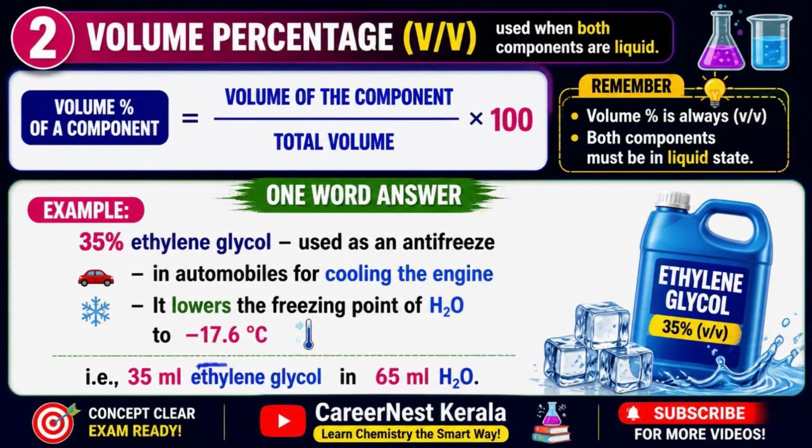Volume percentage, volume by volume, used when both components are liquid. Volume percentage of a component equals volume of the component divided by total volume, multiplied by 100. Remember, volume percentage is always volume by volume. Both components must be in liquid state. Example, 35% ethylene glycol used as an antifreeze in automobiles for cooling the engine. It lowers the freezing point of water to minus 17.6 degrees Celsius. That is, 35 milliliters ethylene glycol and 65 milliliters water.